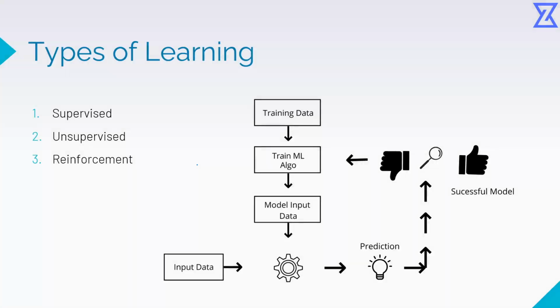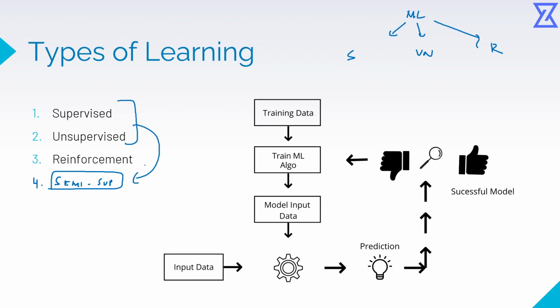Types of learning, majorly machine learning is of three types: supervised, unsupervised and reinforcement learning. There is another type which is called semi-supervised. Semi-supervised simply is nothing but a combination of these two. That means if you combine them, it will become semi-supervised. I will give an example for that also.